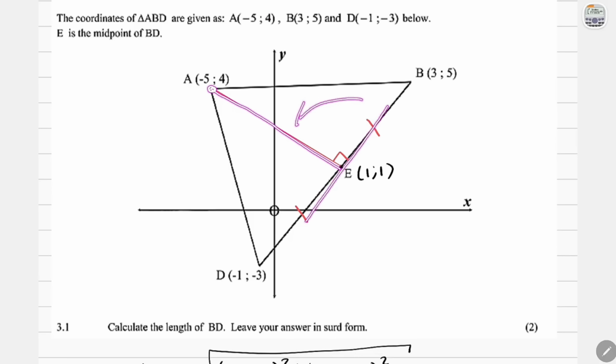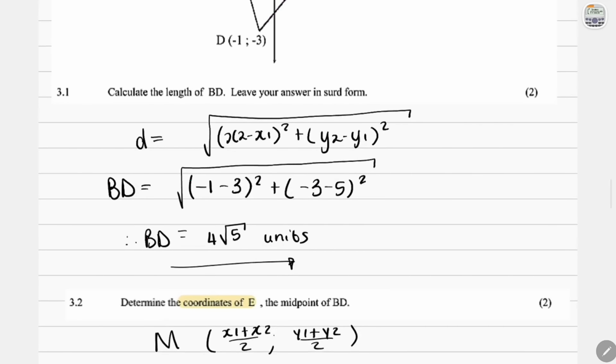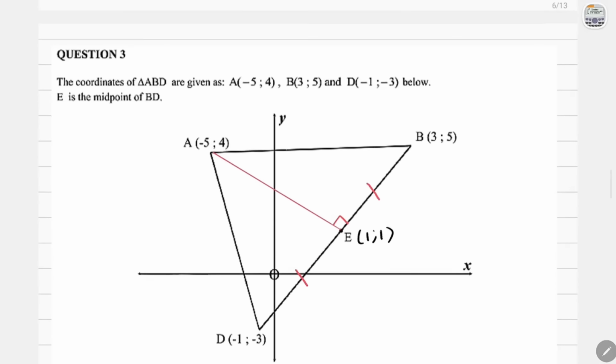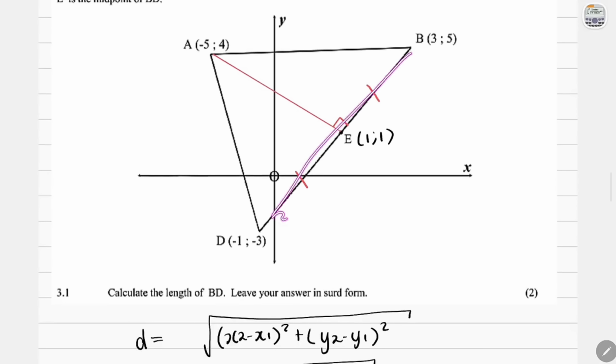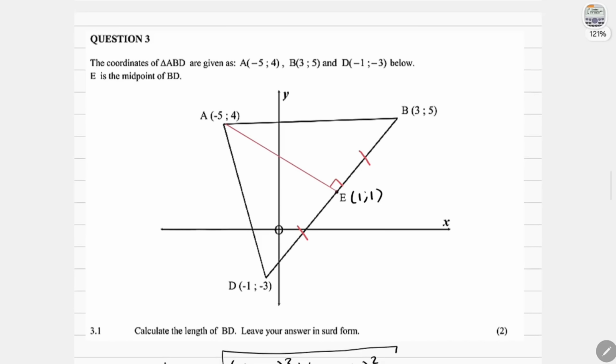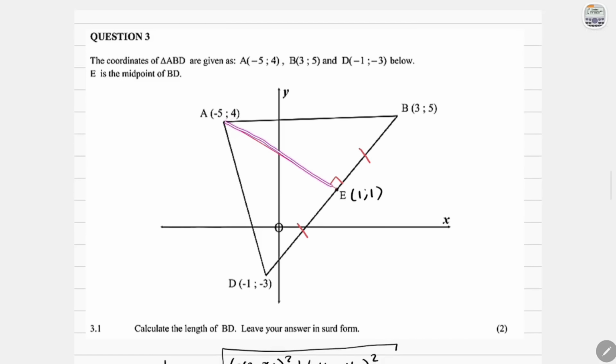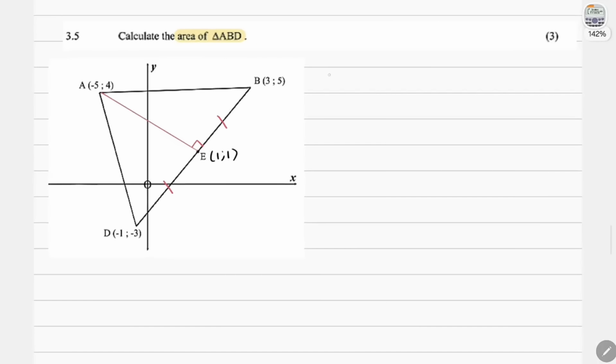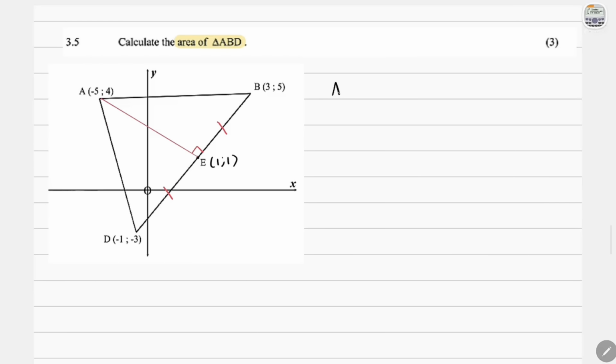So you see how AE is going to serve as the height of this triangle. So if we can find the length of AE, and we have the base, we actually do have the base, we found BD. It's 4 square root 5 units. Then we can find the area of this triangle. So all we need to do is find the length of AE. Okay, so the area of this triangle, let's find AE first.